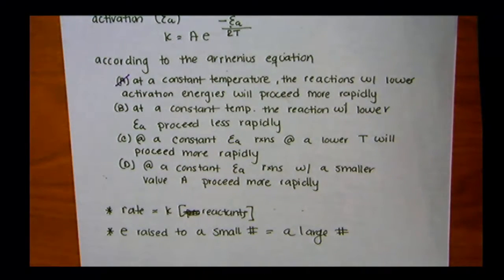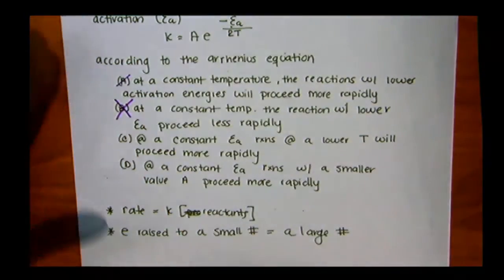So at a constant activation energy, a lower temperature in the bottom is going to make it an overall bigger number. An overall bigger number is going to be a larger number. Oh no, an overall bigger number. I think we got A backward. I'm sorry, I'm getting mixed up in my mouth.